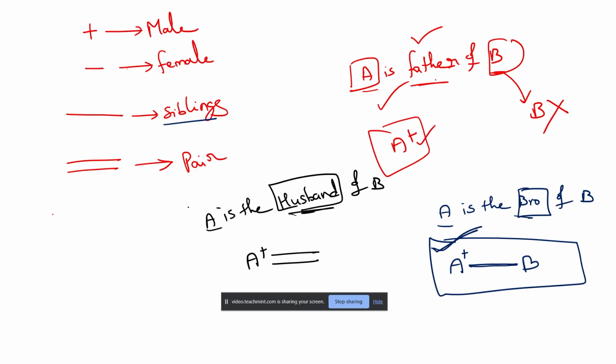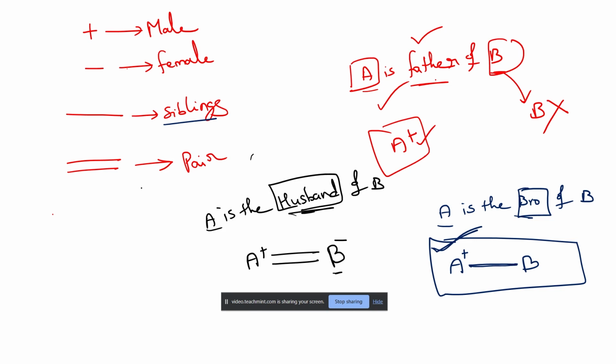So if I am saying A is the husband, it means A is a male person. Husband means couple. Whose husband? B's. Now remember, in a couple relation, if one person is male, you can surely say the other person is a female. Remember, in siblings, you can't say the gender of the other person. But in a pair, if one person is male, the other person is always going to be a female. So if A is the husband, B should be wife. So I can say that B is a female person. So double lines are going to indicate couple.